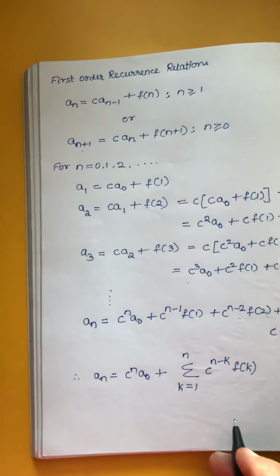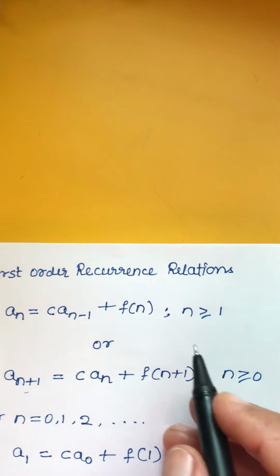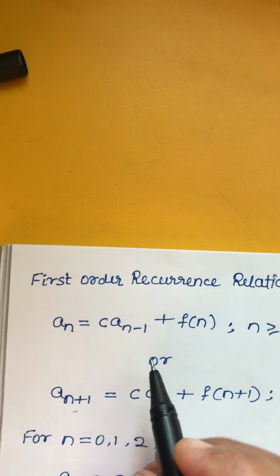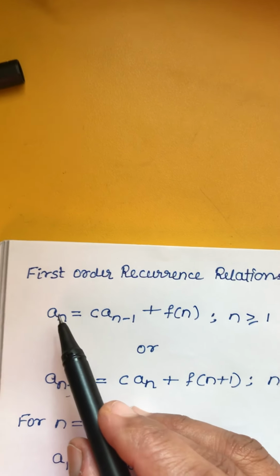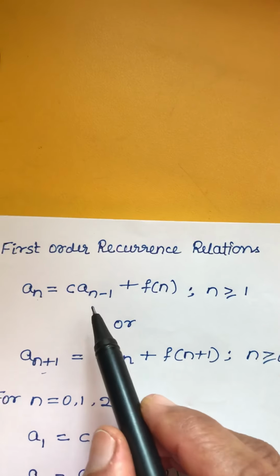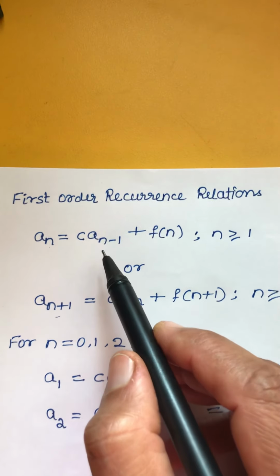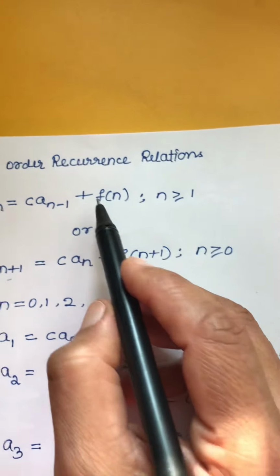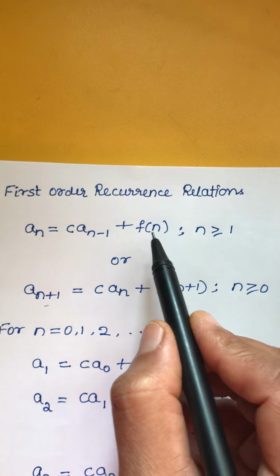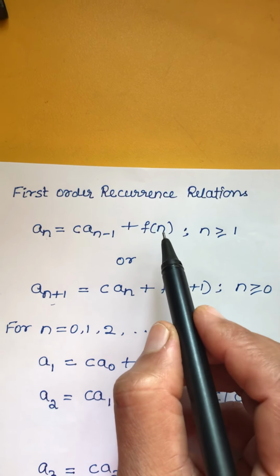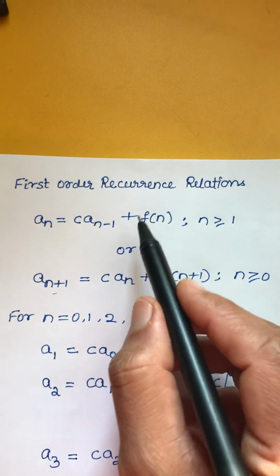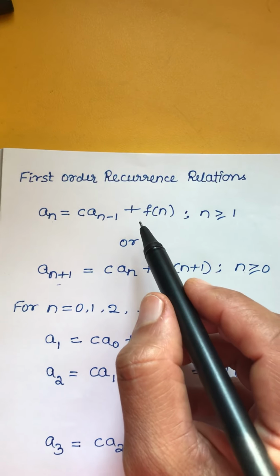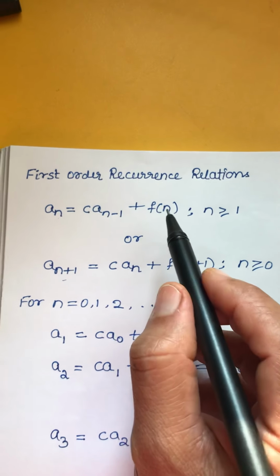One more thing is, for this kind of recurrence relation, first order means a_n is represented in terms of the previous term a_(n-1). So it is called first order. If f(n) is 0, we say that it's a homogeneous first order recurrence relation. If f(n) is not 0, it is a non-homogeneous recurrence relation.